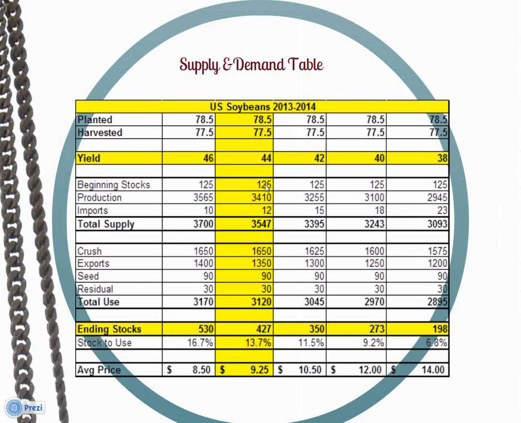We bring in 125 beginning stocks. We have about 3.4 billion production. Imports don't really matter. And we're ending up with a supply of about 3.5 billion, which I think is pretty on spot with a lot of the analysts out there. 3.4 billion, 3.5 billion on the soybeans.